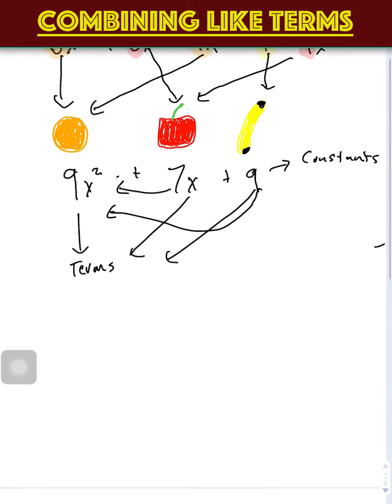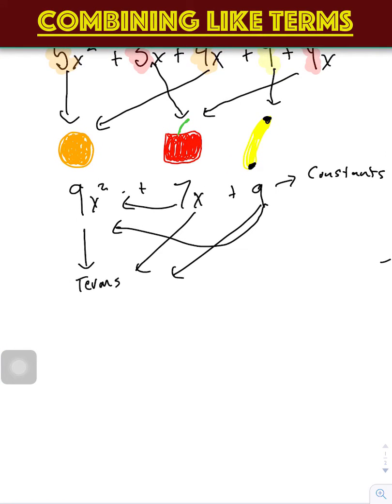To do one more example together, we'll call this 6x squared. We'll say 5y this time. We'll include another variable. We'll say 3x. We'll subtract this time. We'll say minus 2y plus 5.